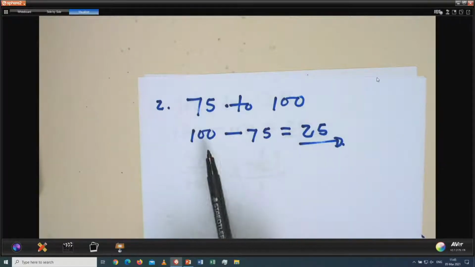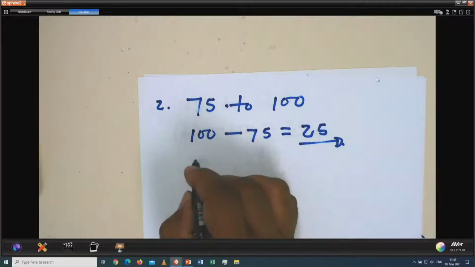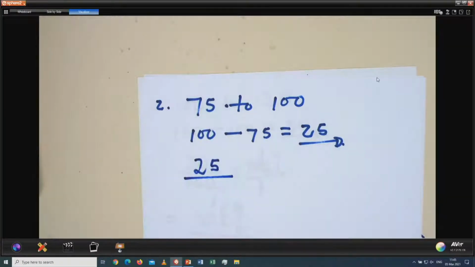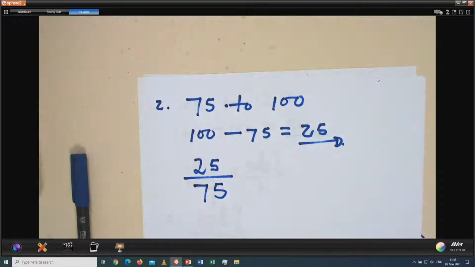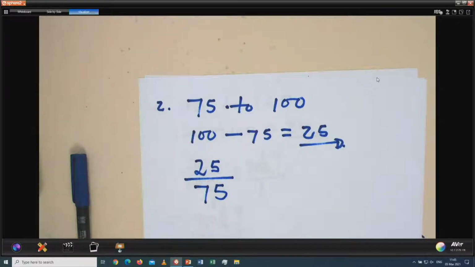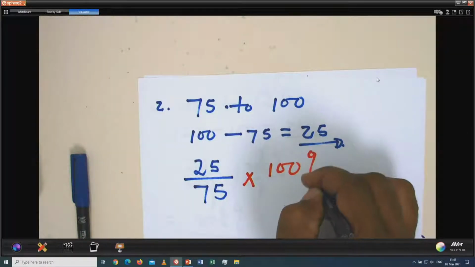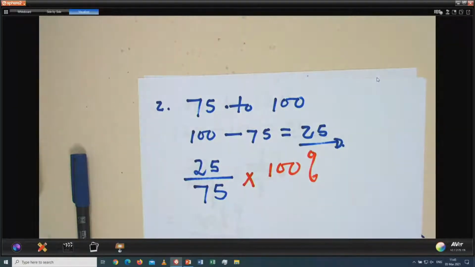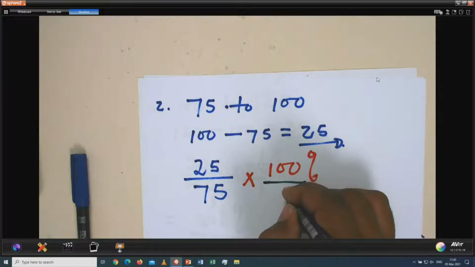Now the question is, find the percentage increase. Then we take the 25, that is the difference between 100 and 75. We say 25 divided by the original number, which is 75. Because we want to convert it to a percentage, we multiply it by 100%. And remember, we are dealing with fractions. Now let us represent 100% as a fraction, dividing it by 1.